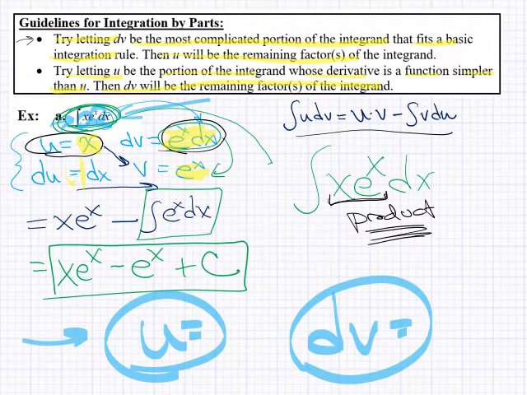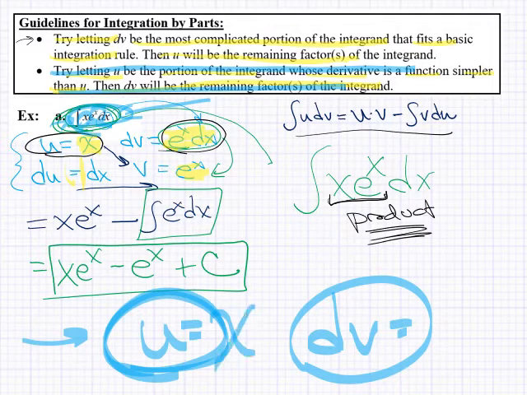So then the second thing I do is I basically look at what this one said here. If I was to differentiate one of these, would it become simpler? And the answer is yeah, well, the x does. The e to the x doesn't, it just keeps staying the same. So that's where I decided, okay, there's my u, and therefore the other piece is my dv.